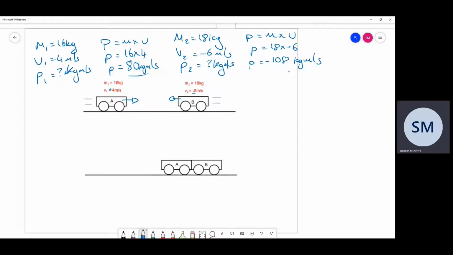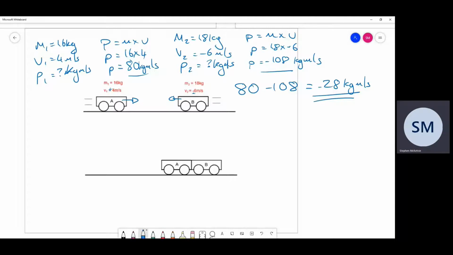So how do I find my total momentum? I add these two together. 80 minus 108 is equal to minus 28 kilogram meters per second. That is my total momentum before the collision.